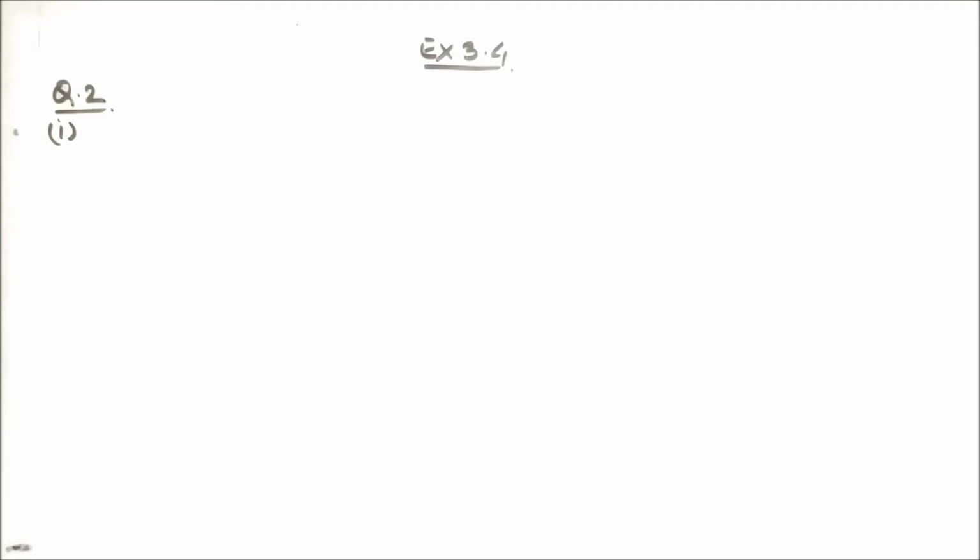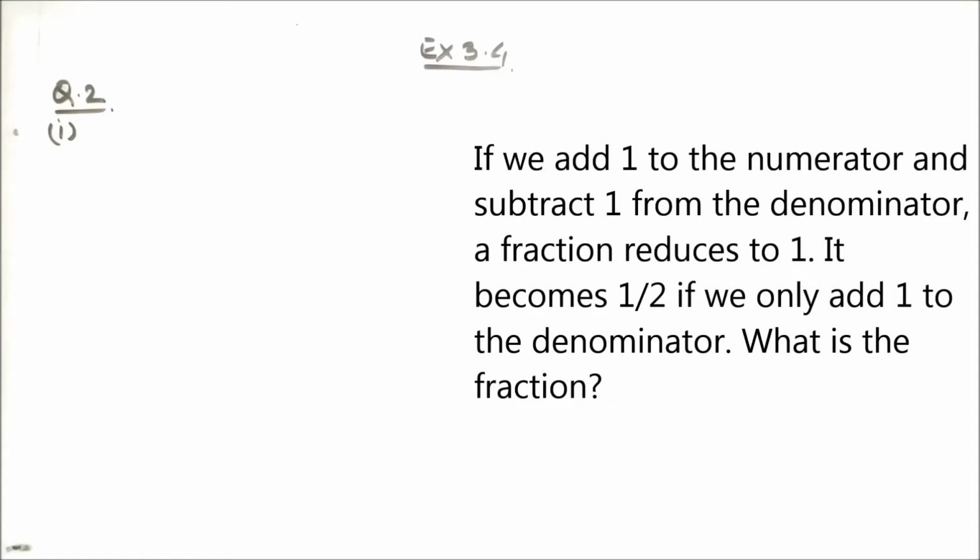Okay, so the first part of that question is: if we add 1 to the numerator and subtract 1 from the denominator, the fraction reduces to 1. It becomes 1 by 2 if we only add 1 to the denominator. Then what is the fraction? Okay, so we have done this type of question in exercise 3.3.